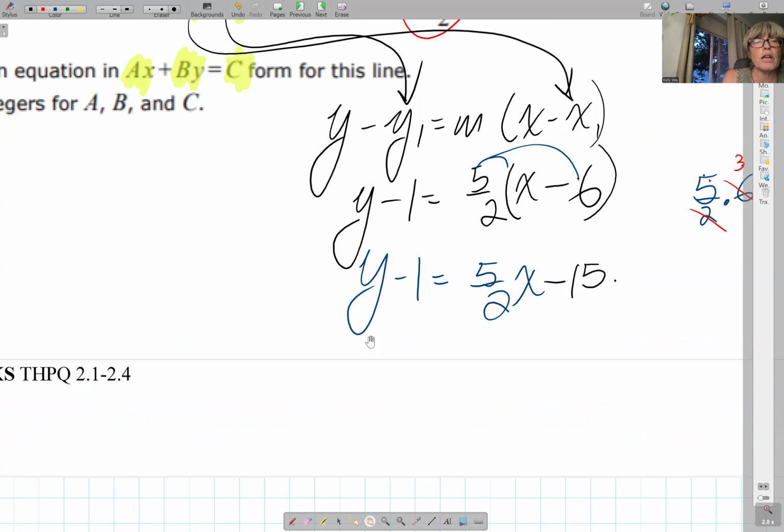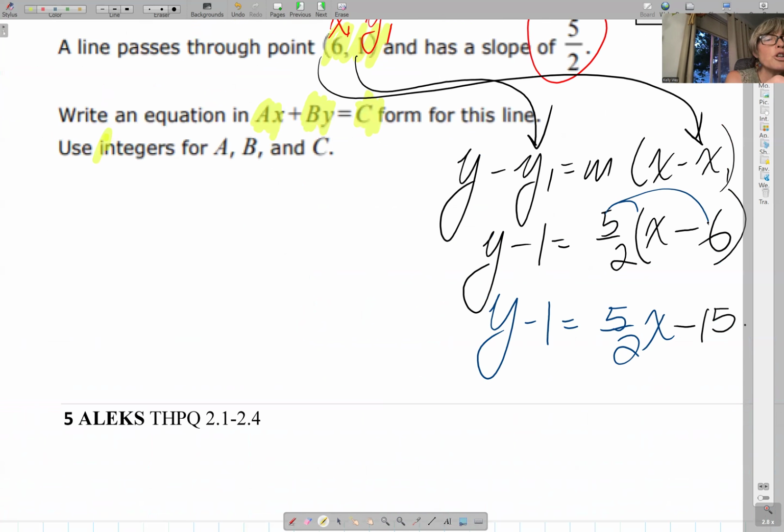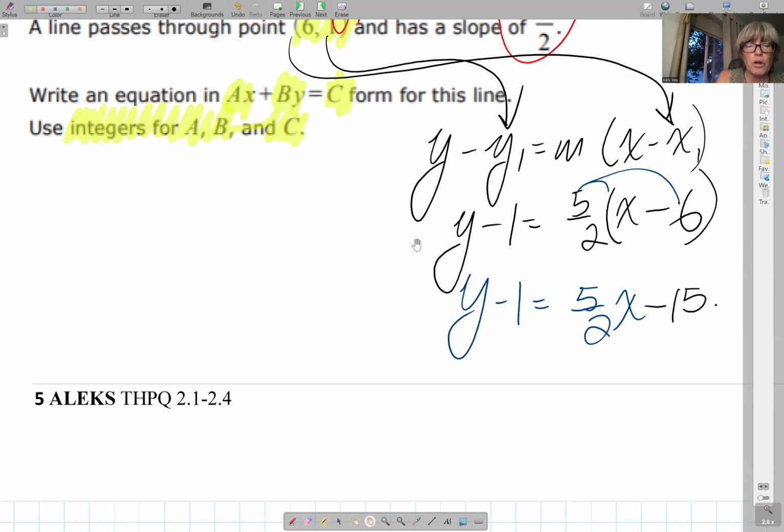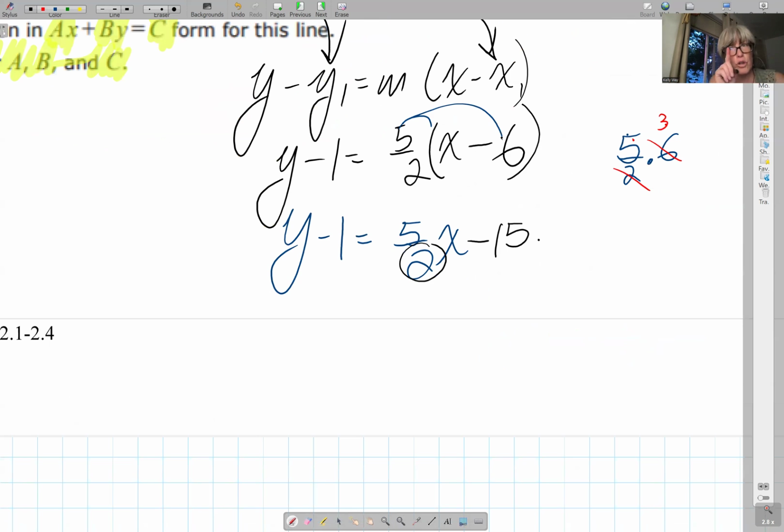Now, here's a little bit of a trick. It says right here we're to use integers for a, b, and c, not whole numbers, integers, so no fractions. So at this point, to get rid of that fraction, we have to do arrow in, arrow out. So remember when we do arrow in, arrow out, the first step is to make everything a fraction. We have one fraction here. To make a fraction, I need to pop each of the others over 1.